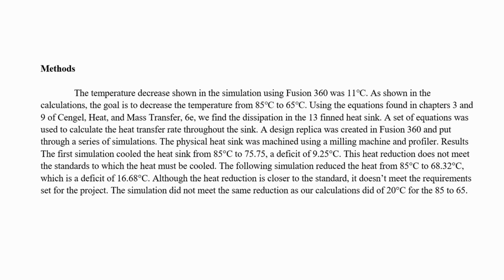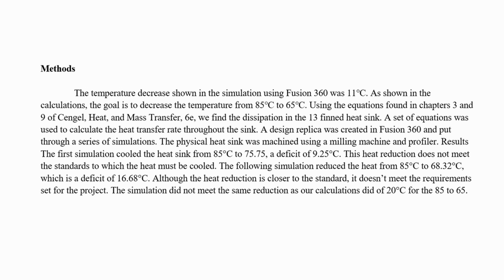For the methods, the temperature decrease shown in the simulation using Fusion 360 was 11 Celsius. As shown in the calculations, the goal is to decrease the temperature from 85 to 65. Using the equations found in chapters 3 and 9 of Cengel Heat and Mass Transfer, we find the dissipation of the 13-fin heat sink. A set of equations was used to calculate the heat transfer rate throughout the sink. A design replica was created in Fusion 360 and put through a series of simulations. The physical heatsink was machined using a milling machine and profiler.